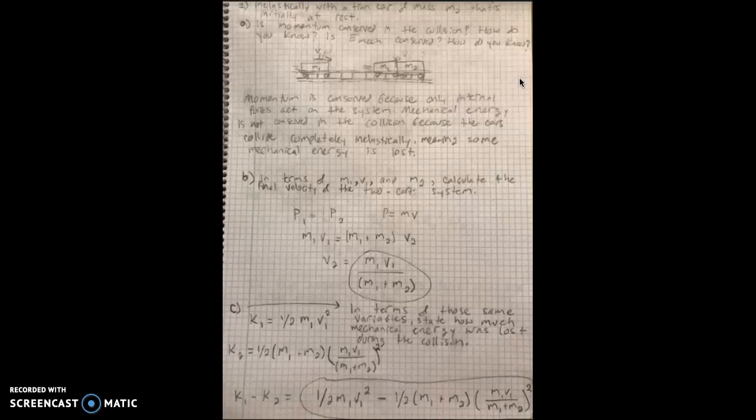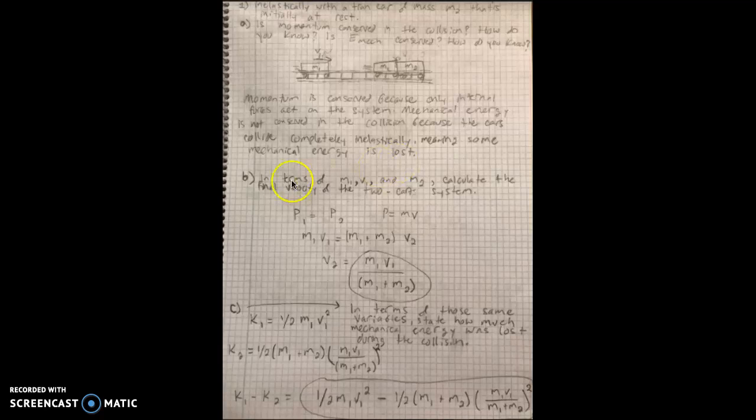Is mechanical energy conserved in the collision? How do you know? So I can again answer this question based on something that I'm given in the problem, which is that the train cars collide completely inelastically, which means that some mechanical energy is lost in the collision. So in order for mechanical energy to be conserved, only non-conservative internal forces must act, and that's not the case here because some mechanical energy is lost during the collision, so mechanical energy is not conserved.